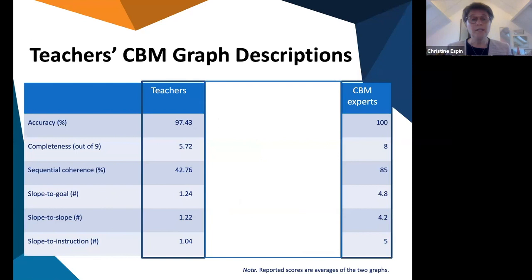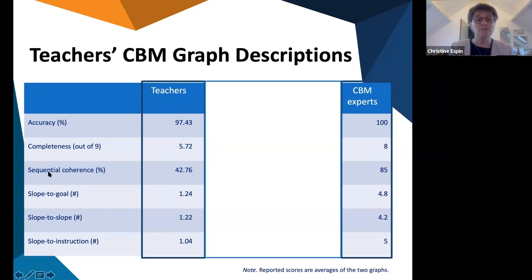Here you see a table, and it has the factors on the left that we looked at: accuracy, completeness, sequential coherence, and then those 3 kinds of comparisons: slope to goal, slope to slope, and slope to instruction. And these are the teachers' data, and on the right-hand side are the data for the CBM experts. Now, if we look here, we find that in terms of accuracy, the teachers were fairly accurate. What they said was about 97% accurate, which was about as accurate as the CBM experts.